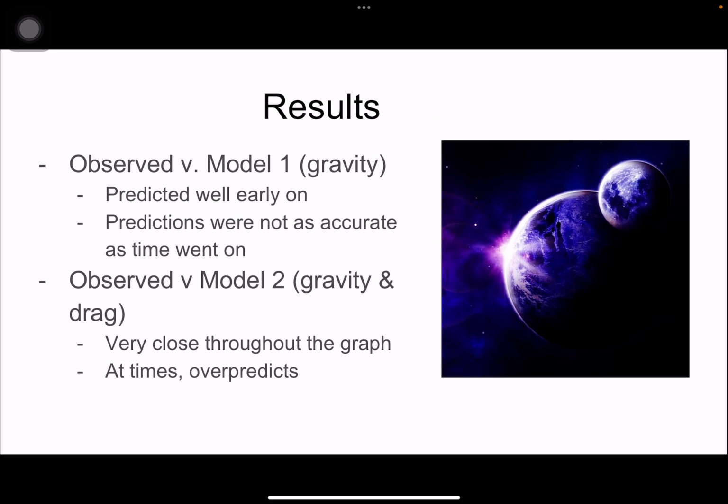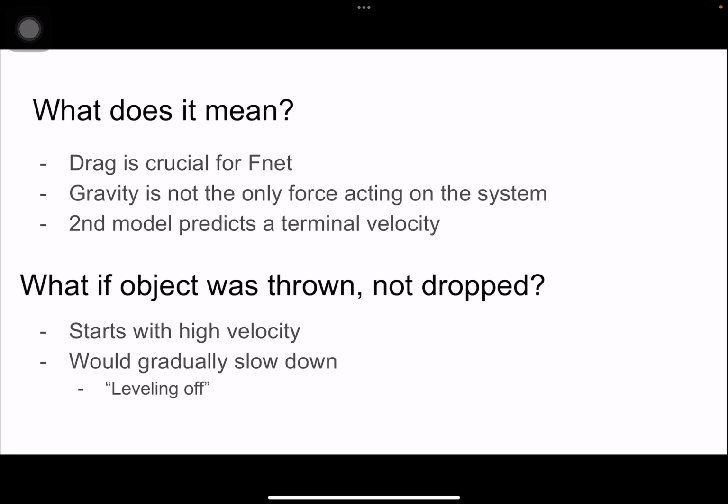And like I said earlier, the observed data versus model 2 was very close on the graph. And in the observed data versus model 1 with only gravity, it predicted really well early on, but wasn't accurate as time went on. And that's the important factor. So what does this mean? This means that drag is crucial for Fnet, and gravity is not the only force acting on a system. And it shows that the second model predicts terminal velocity.